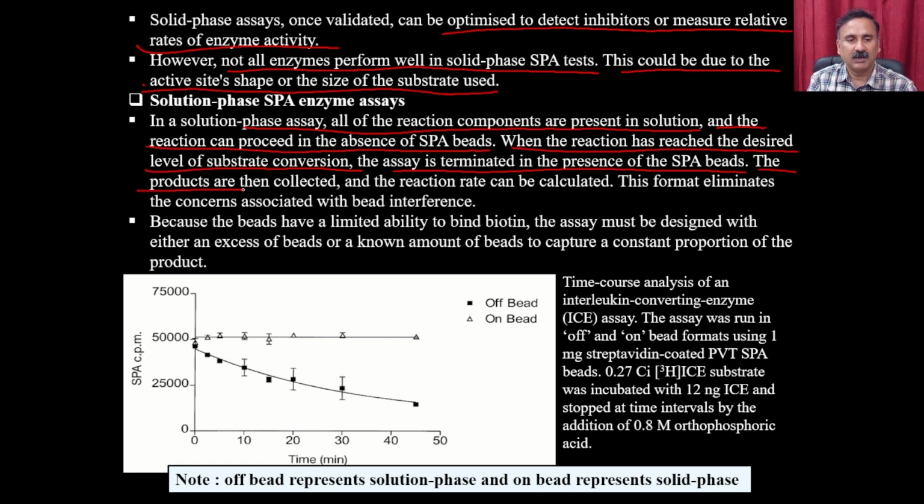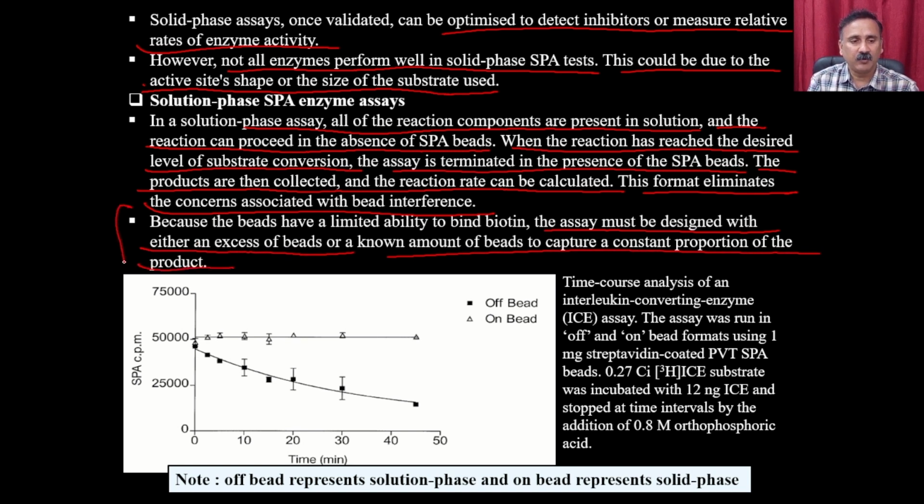The product is then collected and the reaction rate can be calculated. This format eliminates the concern associated with bead interference. Because the beads have a limited ability to bind the biotin, the assay must be designed with either an excess of bead or a known amount of bead to capture a constant proportion of the product.